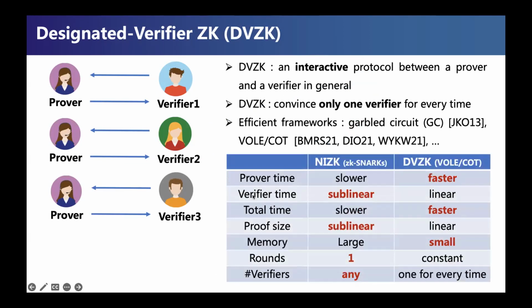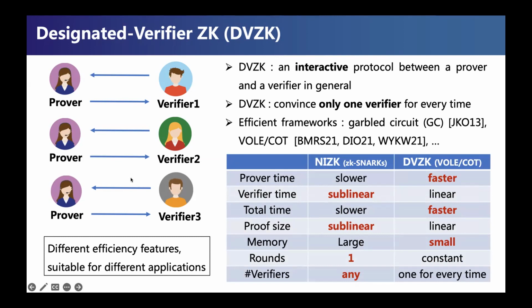In general, NIZK has a sublinear verifier time and sublinear proof size, is non-interactive, and supports any number of verifiers. Compared to NIZK, DVZK has faster proof time, faster total time, and small memory. Therefore, NIZK and DVZK have different efficiency features.